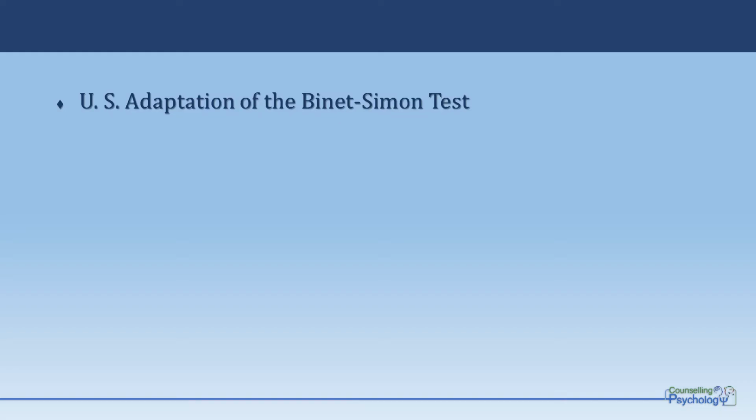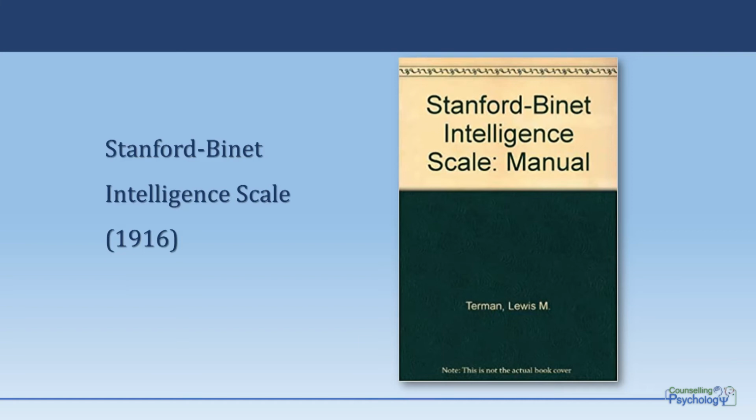Then, the next important milestone in the history of intelligence testing was the US adaptation of the Binet-Simon test. American psychologist from Stanford University, Lewis Terman, standardized the Binet-Simon test using a sample of American participants. This adapted test was first published in 1916. The test is called the Stanford-Binet Intelligence Scale.